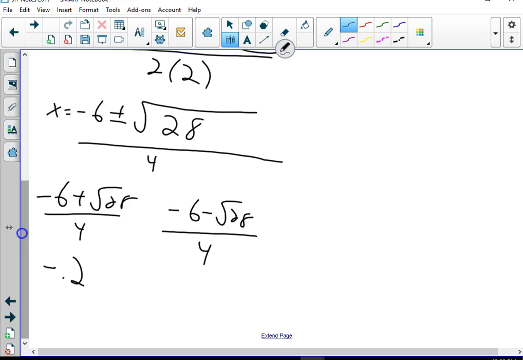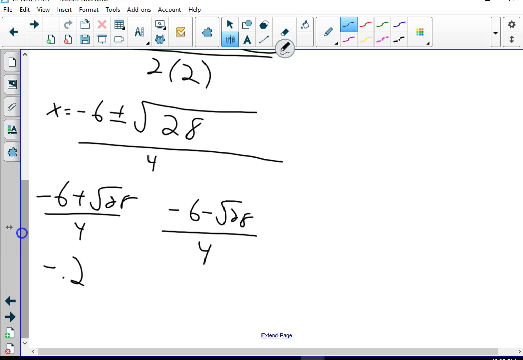So 0.2. Yeah. That's what I thought. I didn't get that. I got negative 4.67. Did you divide by 4? Yep. Negative 6 plus square root of 28, divided by 4. No, you gotta hit equals first, then divide by 4, remember I told you. You're right. I am right.